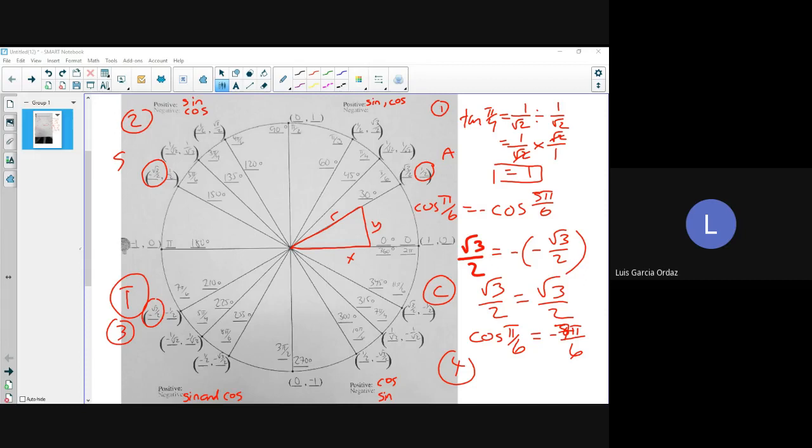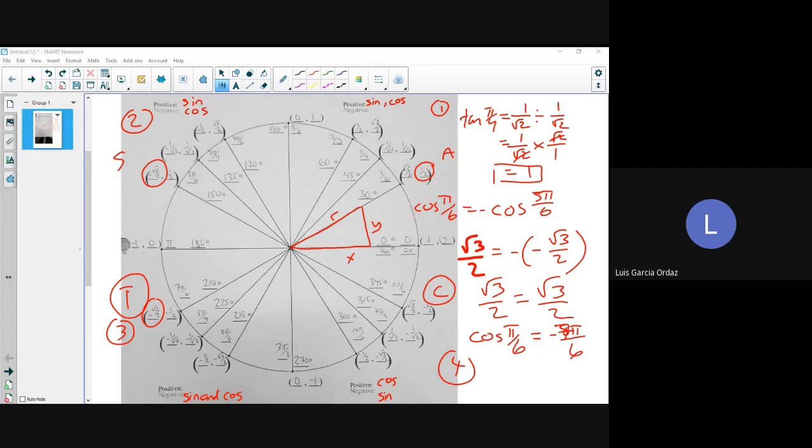So this is where we get into example 2. We want to state an equivalent expression in terms of the related acute angle, which is the angle made between the terminal arm and the x-axis. The first one is sine of 7 pi over 6. We look at our denominator. We're referring to the angle pi over 6, which is 30 degrees.